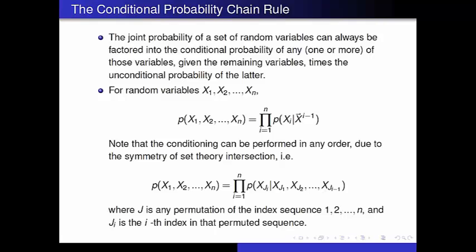Whatever you want to start with as the variable whose probability is not conditioned on anything else. You get to do that. It's up to you. So that's the fully general chain rule. It's always true that you can expand the joint probability in that way.